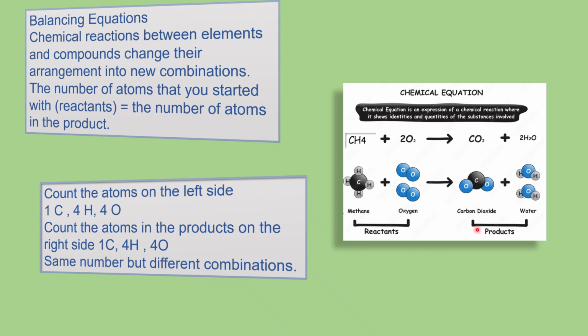What about the products on the right side? What comes out? 1 carbon. How many oxygen? 4. 1, 2, 3, 4. And 4 hydrogen atoms. And therefore, the number of atoms in the reactants is the same as the number of atoms in the product.